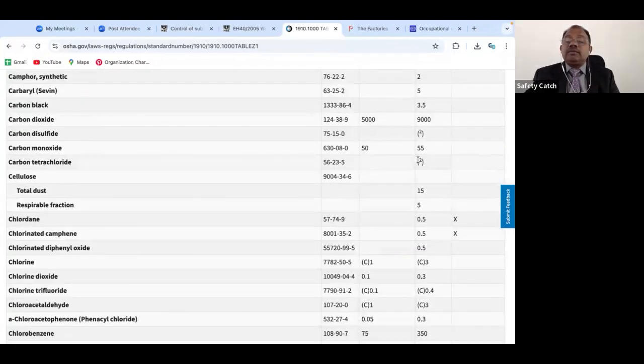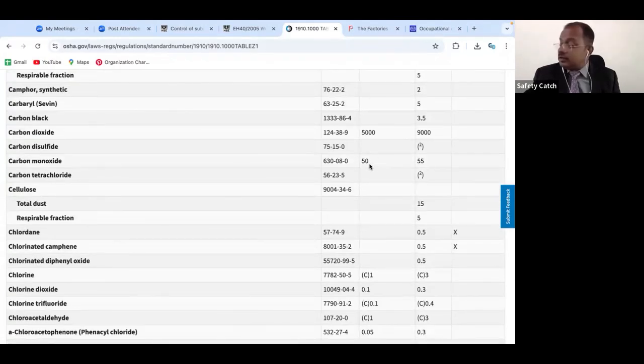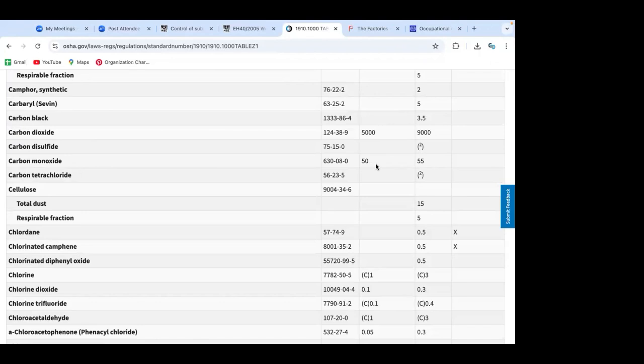Now let us first identify carbon monoxide. Now you see there is a slight difference here. As per EH40 UK, the 8-hour TWA for carbon monoxide was how much ppm? 20. But in the US, 50.